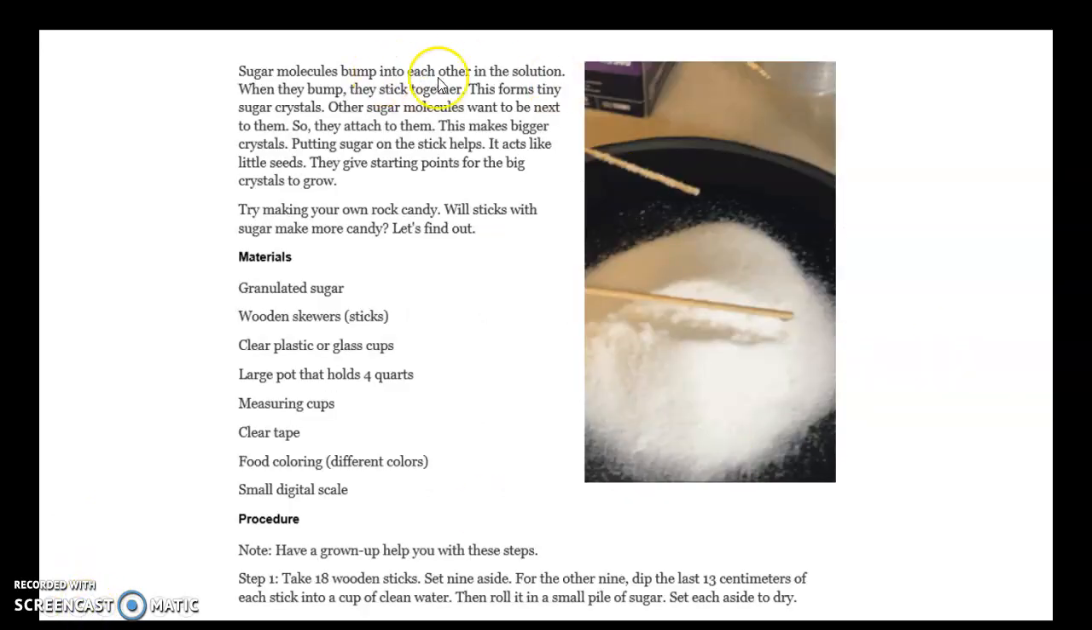Sugar molecules bump into each other in the solution. When they bump, they stick together. This forms tiny sugar crystals. Other sugar molecules want to be next to them, so they attach to them. This makes bigger crystals. Putting sugar on the stick helps. It acts like little seeds. They give starting points for the big crystals to grow. Try making your own rock candy. Will sticks with sugar make more candy? Let's find out.